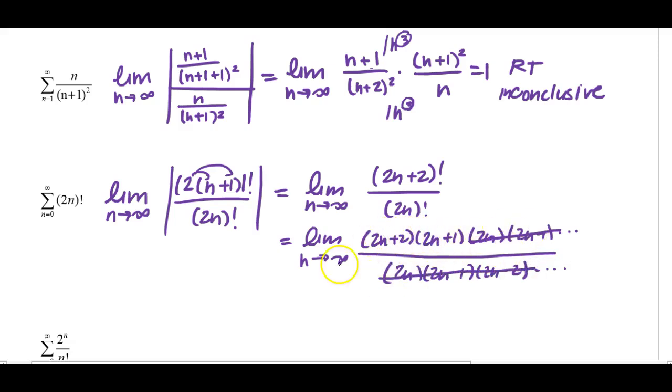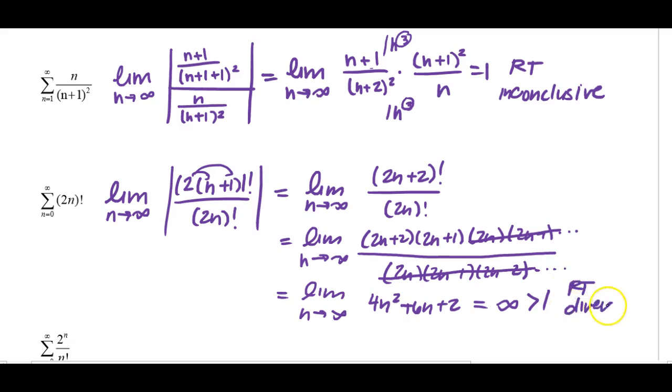So in other words, all that's left on the top is going to be, let's actually FOIL it out here, I'll get 4n squared plus 6n plus 2. So as n approaches infinity, this quadratic is going to go to infinity, which is definitely greater than 1. So by the ratio test, this series diverges. But was this the most efficient test to use?